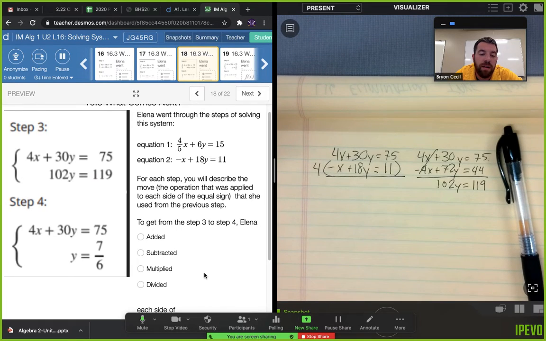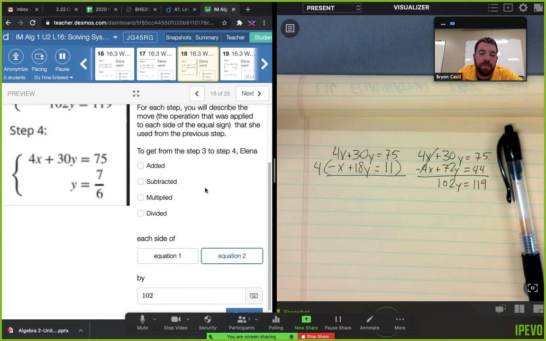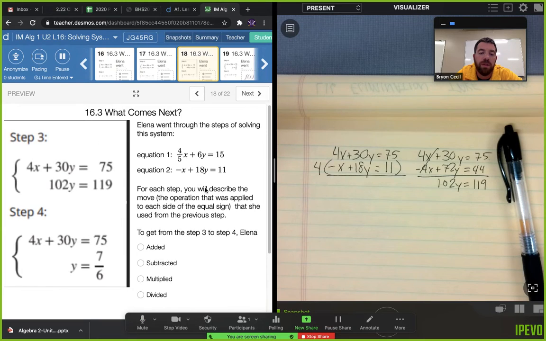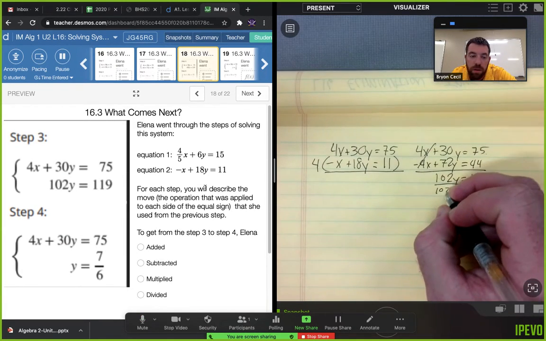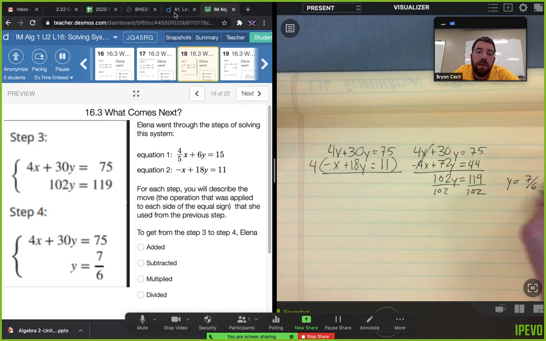Now, right here, guys, what did she do? She divided each side of equation 2 by 102. And so that means here we divided by 102. And we reduced, and what y is going to give you is 7/6.